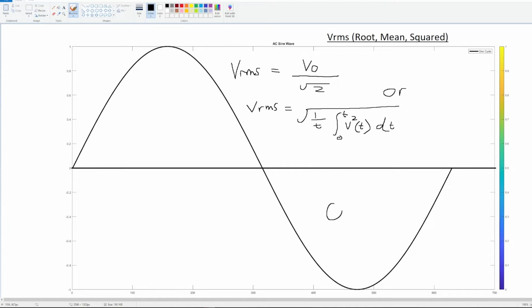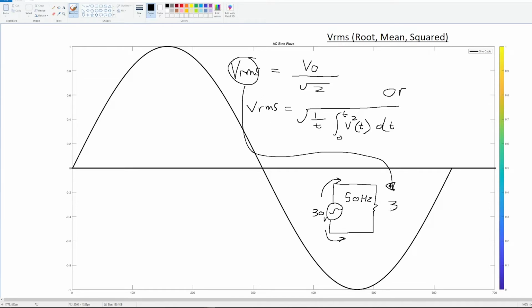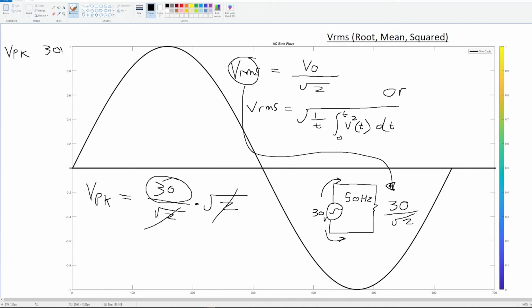Now, assuming we have an AC circuit of 30 volts, it will fluctuate both ways, hence it's alternating current. Let's just say 50 Hertz to be fancy. Alright, so your VRMS will simply be your V initial, which is 30 volts over the square root of 2. V peak, however, will be your 30 volts over the square root of 2 multiplied by the square root of 2. And you'll see both square roots will cancel out and you're left with 30 volts. Notice how V peak is higher than VRMS. This is because when you multiply by the square root of 2, it becomes a larger number.